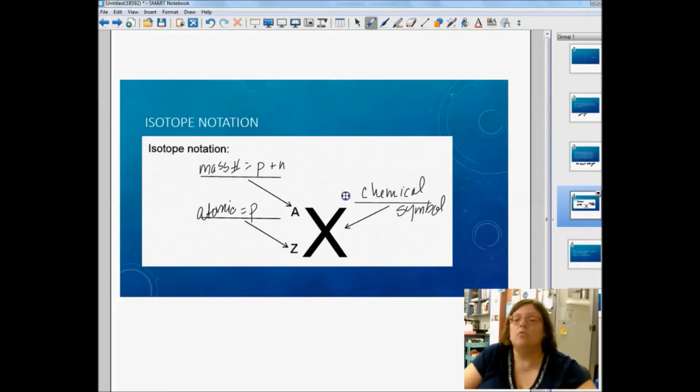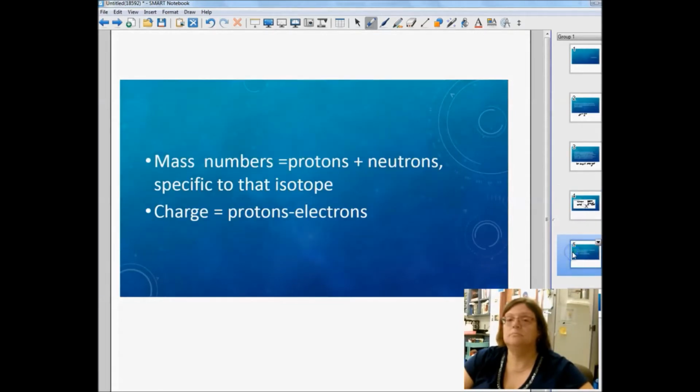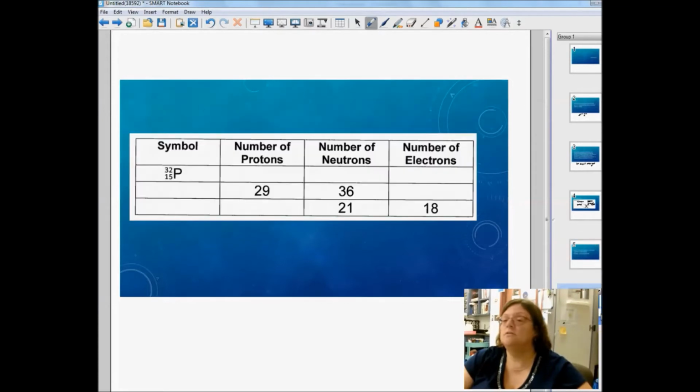Now, there's one more thing we're going to put on here, and that is going to be right here. If we have an ion, the ion notation, the charge goes up here where the B is. So this is the charge, and as I said, the charge is equal to protons minus electrons. So add that into your notation. There we have it summed up for you. Mass number equals protons plus neutrons, and the charge is equal to protons minus electrons.